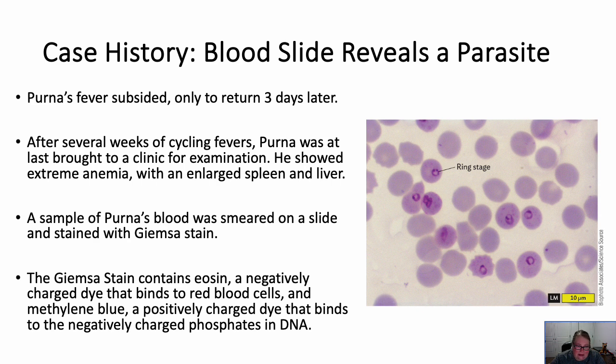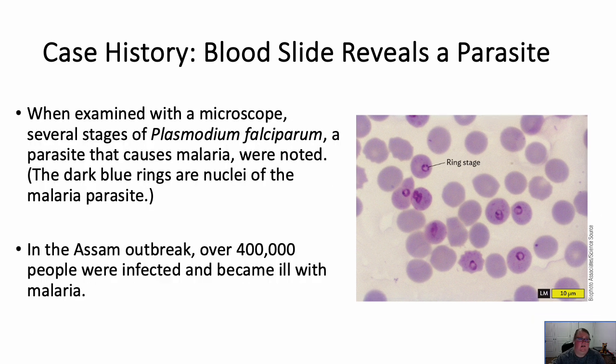Okay, these rings are very indicative of a very specific disease. These rings show that Purna has the parasite Plasmodium falciparum. This is the parasite that causes malaria. So these dark rings that we are seeing in the red blood cells, this is the parasite, this is its nuclei. This is why Purna was anemic. The parasite is going to enter your red blood cells. Now, when the parasite's in your red blood cells, your immune system can't detect it.